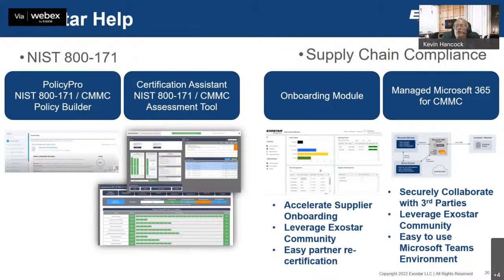And if you are a prime, or even a subcontractor that also works with third parties, you do need to flow down those DFARS clauses. You need to determine how your supply chain is doing with their compliance. So we also have an application called our onboarding module, which allows you to track your supply chain and how they're doing in their compliance.